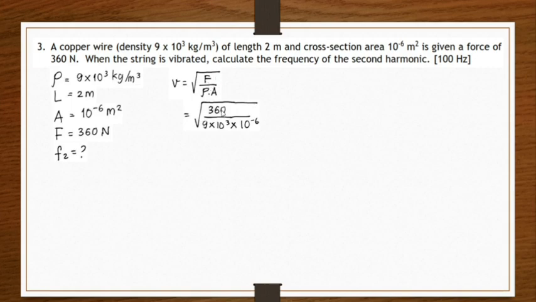F is 360. The rho is 9 times 10 to the 3. And A is 10 to the minus 6 meters squared. So V is the square root of 40,000 or equals 200 meter per second. And F2 can be given by V over L for a vibrating string. So it is equal to 200 over 2 and it will produce 100 hertz.